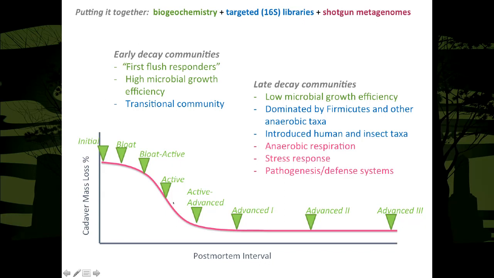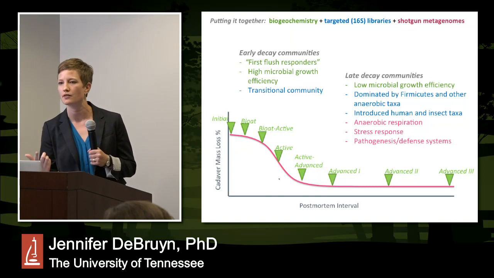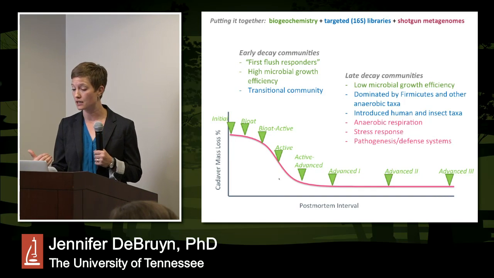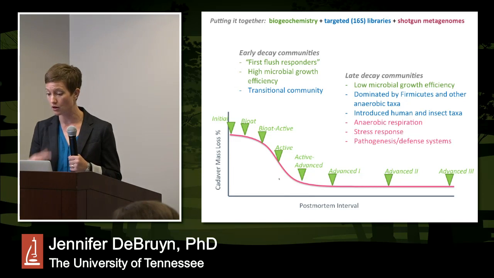Later in decay, though, we get a community that has a much lower efficiency, indicative of a lot more anaerobic metabolisms. We see more anaerobic taxa, such as Firmicutes and other things. We see human and insect taxa come into play later on in decay. And we're also starting to gather evidence of anaerobic respiration genes, stress response, and pathogenesis and defense system genetic systems. So it's showing us that these communities are not only changing in terms of what they're doing, they're changing in terms of the types of microbes that are there and the different functions that they can perform. So we're getting a much better picture of the ecology of this system.